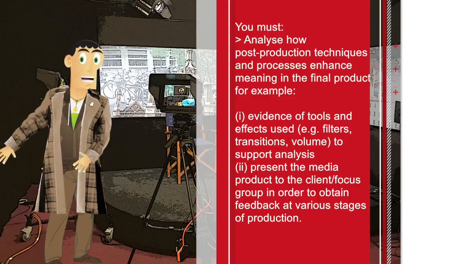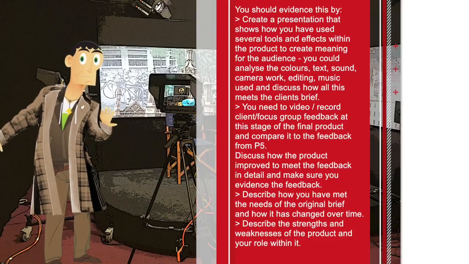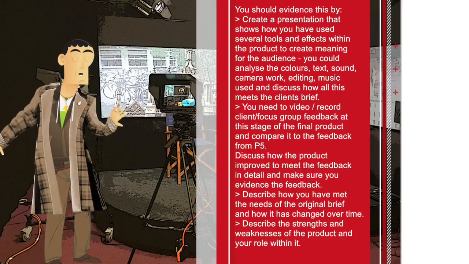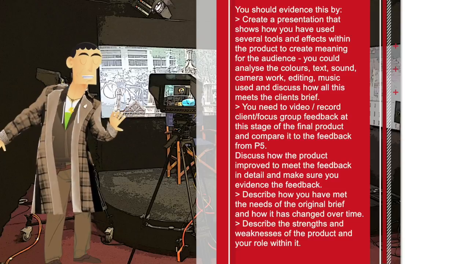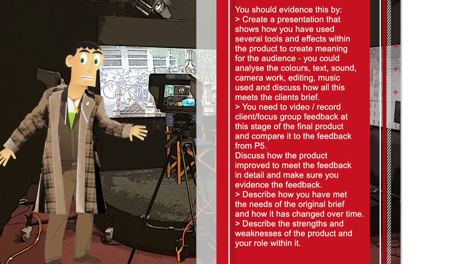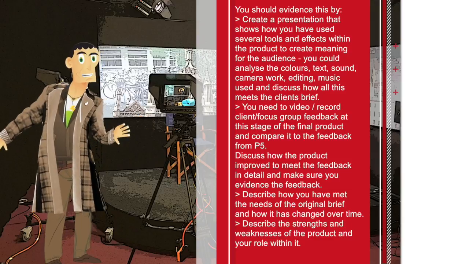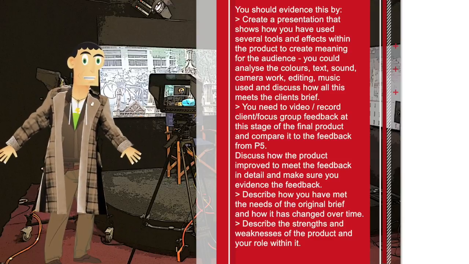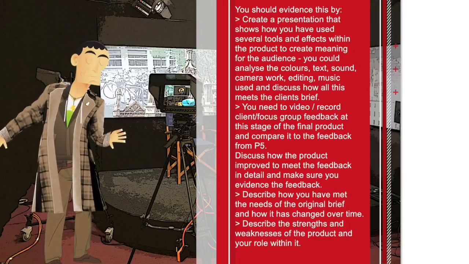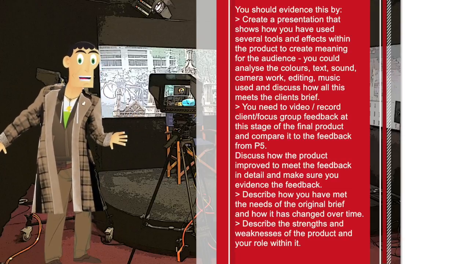But if you haven't got any audience feedback, then you're definitely going to need some. So you're going to create a presentation that shows how you've used several tools within the product to create meaning. You could analyze the colors, the text, the sound, camera work, editing. You'll need to record video of you discussing this with your client or with your focus group if you haven't already done so. Describe how you have met the needs of the original brief and how it's changed. Describe the strengths and weaknesses of the product and your role within it. I'm hoping that's all fairly straightforward.